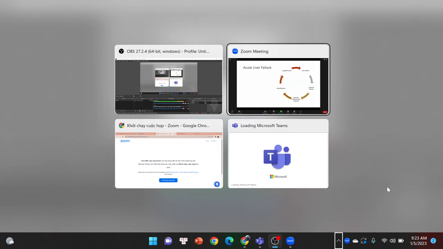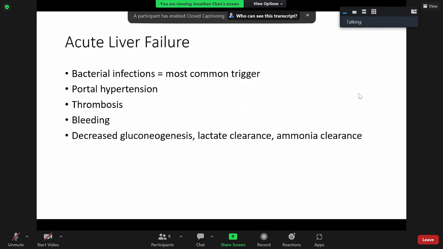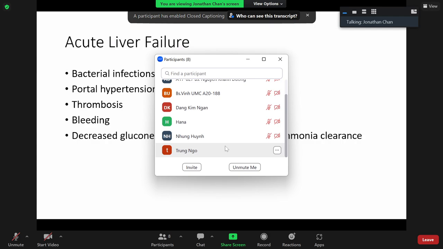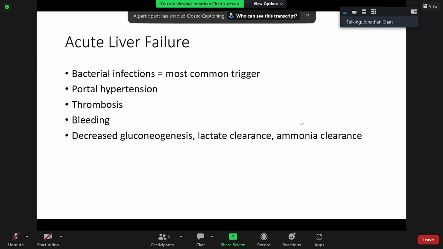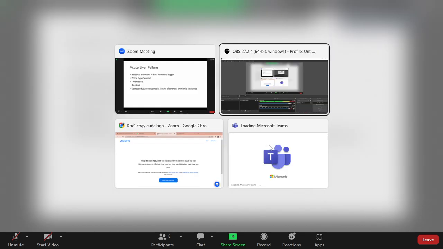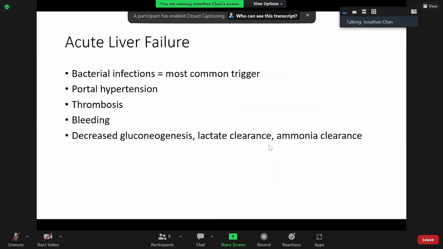Hepatitis, this kind of liver failure cycle can start. Bacterial infections are the most common trigger for acute liver failure. Portal hypertension is another cause of that. You can get thrombosis, especially as the patient's liver starts to fail, it becomes more and more difficult to create some of the clotting factors.